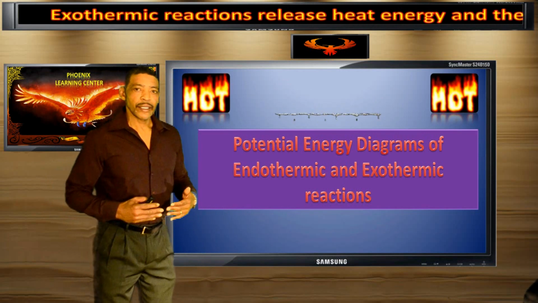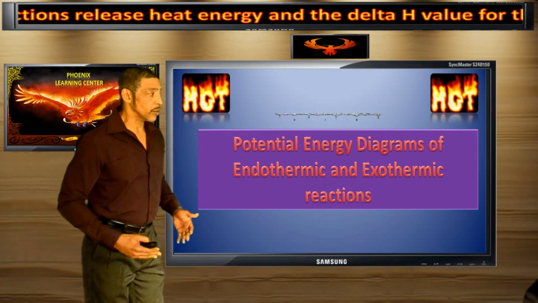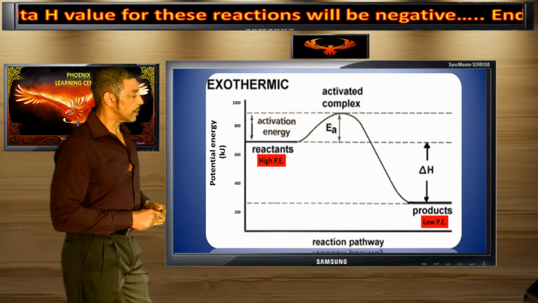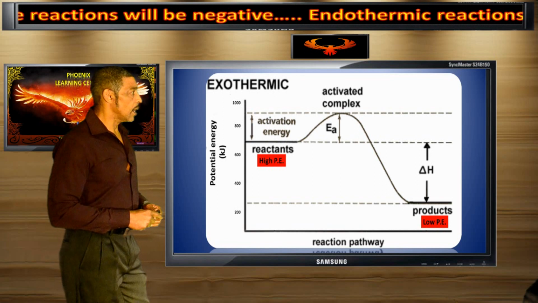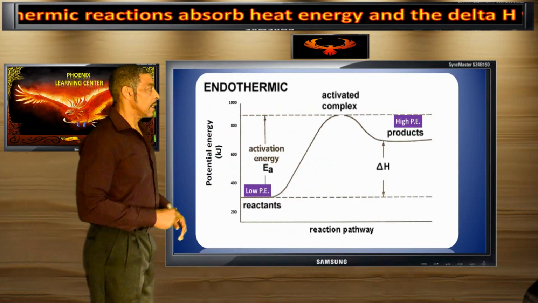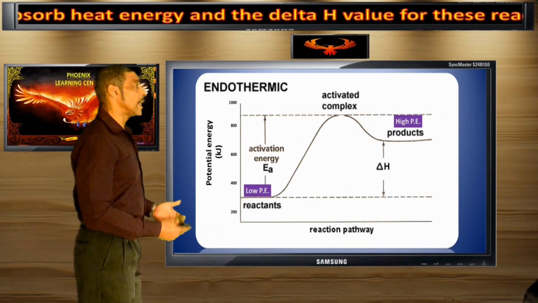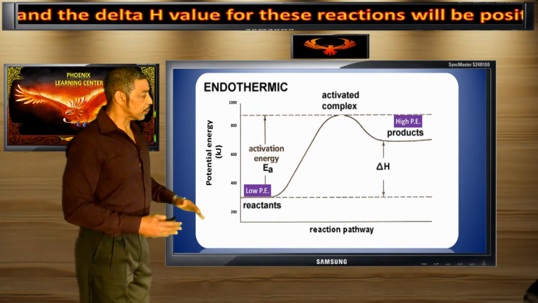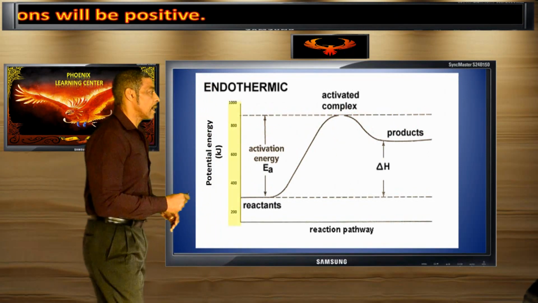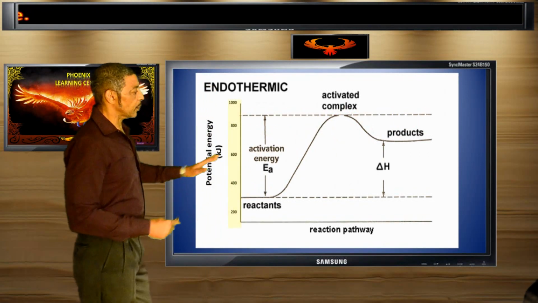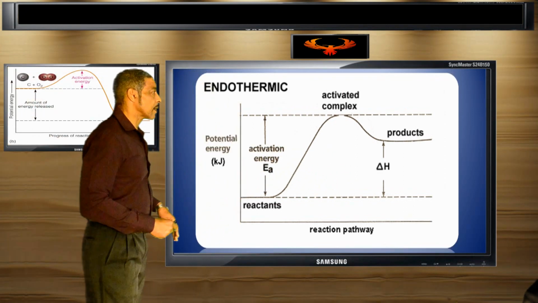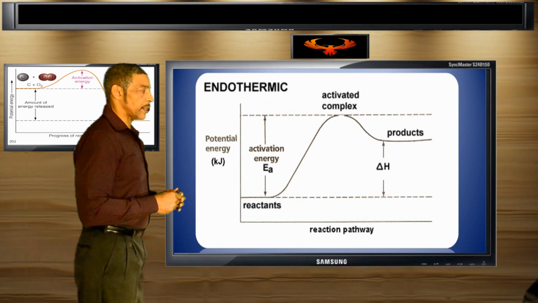Let's relate endothermic and exothermic reactions to potential energy diagrams. The potential energy diagram for an exothermic reaction will go from high to low potential energy. The potential energy diagram for an endothermic reaction will go from low to high potential energy. A potential energy diagram has different regions representing different amounts of potential energy. Potential energy is stored energy.